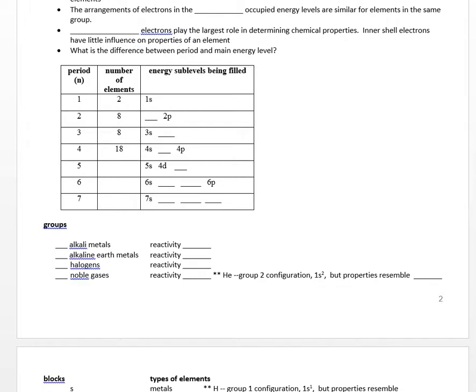Do you need to know your groups by name? Yes. You need to know their reactivities, meaning alkali metals are the most reactive. Alkaline earth metals are very reactive, but they're not as reactive as alkali metals. Halogens, extremely reactive nonmetals, the most reactive nonmetals. Noble gases, very, very stable. Why are they so stable? Because they have that full octet, or that full outer shell of electrons. Remember, they don't all have 8 because we have helium stuck over here, and it's acting like a noble gas because it has that full outer shell of electrons.